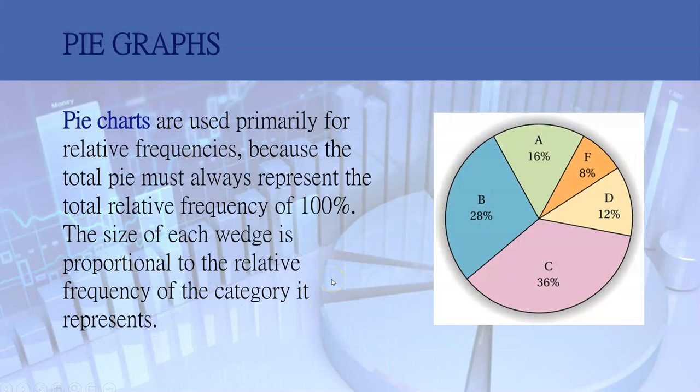And then there's pie charts. Pie charts are great for displaying relative frequencies because pie charts are used to display parts of a whole. And in a relative frequency, that's usually given as a percent, so you can map out a pie chart very easily with that type of data.